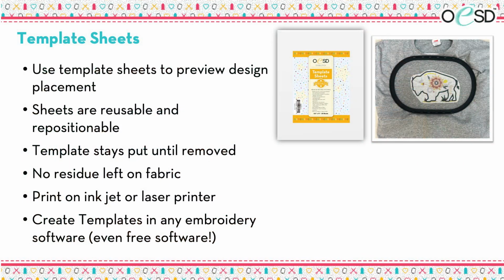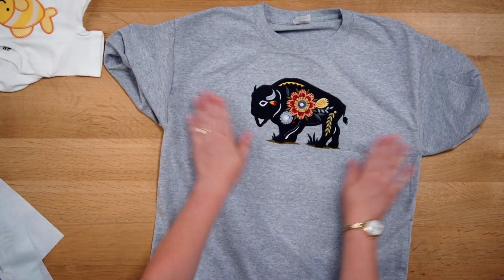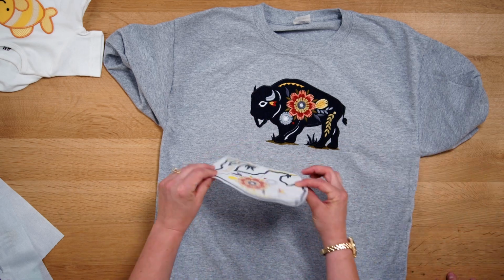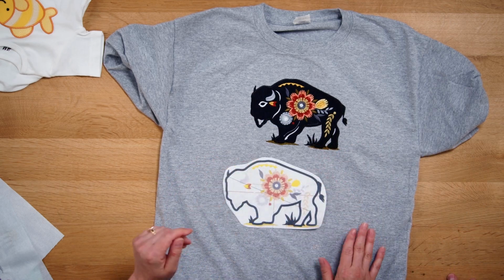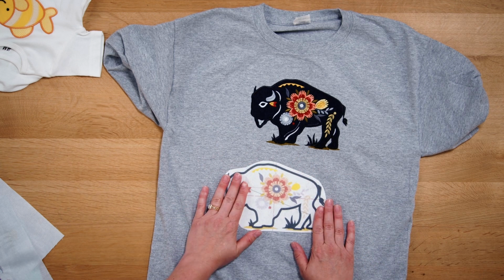Yeah. And another of my most favorite things, template sheets. So let me get my t-shirt back because I didn't talk about this. You saw it in the video though. Placement is key. Right. So if you have your t-shirt, what I did before placing this is, you print out your design. It's an 8.5 by 11 sheet, template sheets.